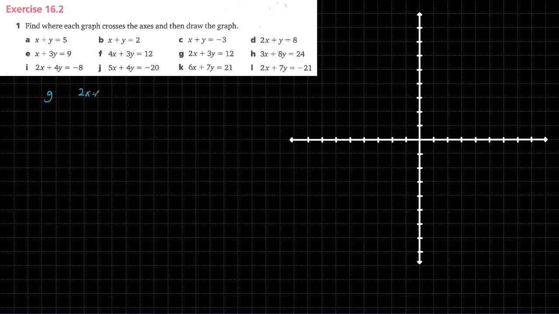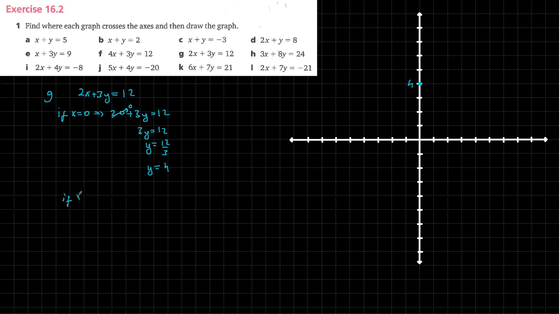2x plus 3y is equal to 12. If x is equal to 0, we are continuing like that. If x is equal to 0, 2 times 0 plus 3y is equal to 12. 2 times 0 is equal to 0, so 3y is equal to 12. y is equal to 12 over 3. y is equal to 4. So on the y-axis 1, 2, 3, 4. Here, this place is going to be it. This is the place for 4.